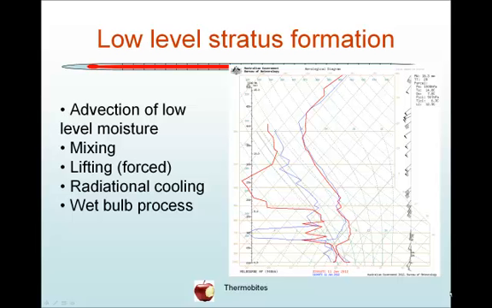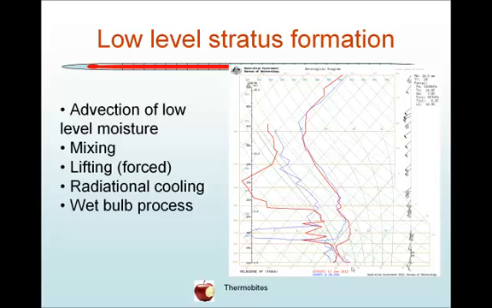Low-level stratus formation. In this video we're going to consider some of the mechanisms by which low-level stratus forms. On the right hand side you can see a trace which is characterized by low-level stratus, and if you look at that, the base is somewhere about 3,000 feet and the top is about maybe 6,000 or 7,000 feet. That's indicated by the low value of dew point depression below an inversion in the trace.